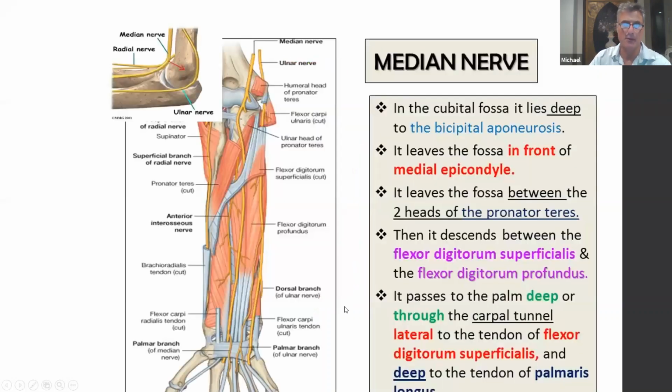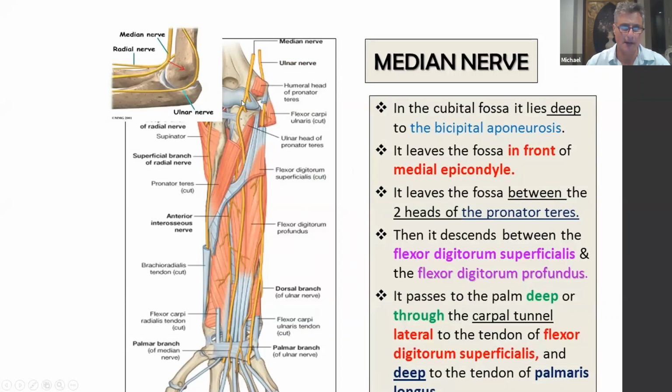I think this is a better picture. This shows it nicely, but you've got to use a little bit of imagination in this picture now. So there's the median nerve. It runs directly over the medial condyle underneath this humeral head, which you should then just imagine continued here.